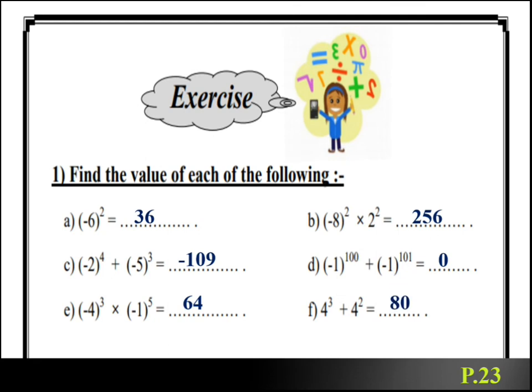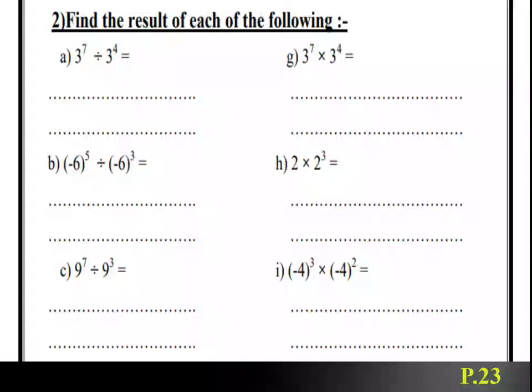So again, to find the answer using steps, or putting the answer in the simplest form using the steps, you have to find multiplication or division sign with same bases. If you have addition or subtraction sign or different bases, we can't solve it with steps. Okay? Exercise number 2, find the results of each of the following.